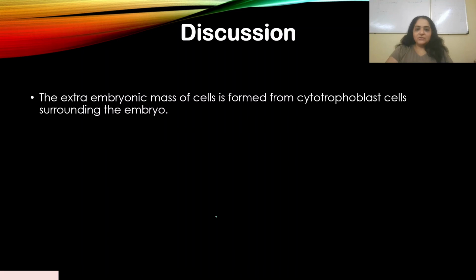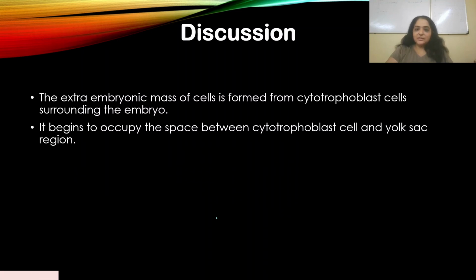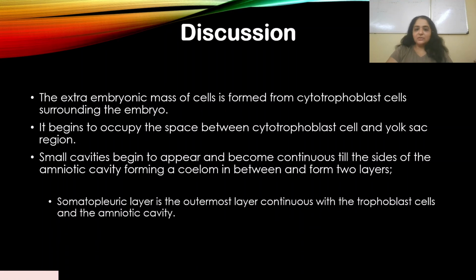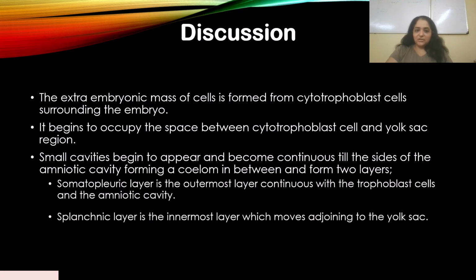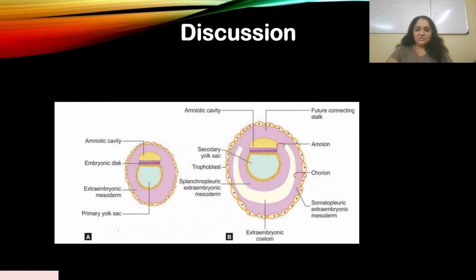So the extraembryonic mass of cells is formed from cytotrophoblast cells surrounding the embryo. It begins to occupy the space between cytotrophoblast cells and the yolk sac region. Small cavities begin to appear and become continuous up to the sides of the amniotic cavity, forming a coelom in between and forming two layers, somatopleuric and splanchnic. I already discussed this. Yeah, so this is the same diagram. We've already discussed this, how the other layers also come from the amnion, with all these extraembryonic structures.